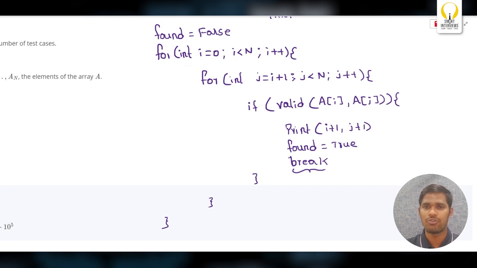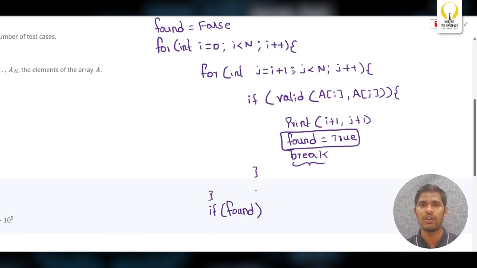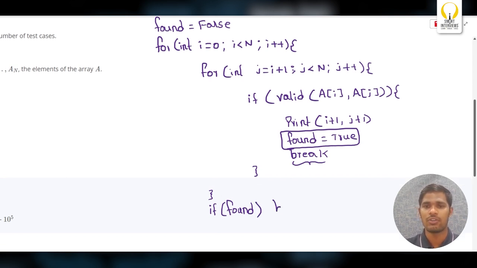Once you found the valid page, after this for loop, again you have to check the condition. If found is true, nothing but if you have found the valid page, you have to break again. You have to break it.